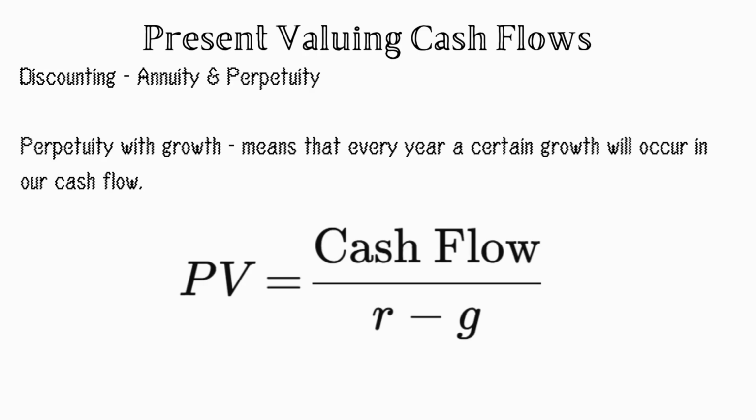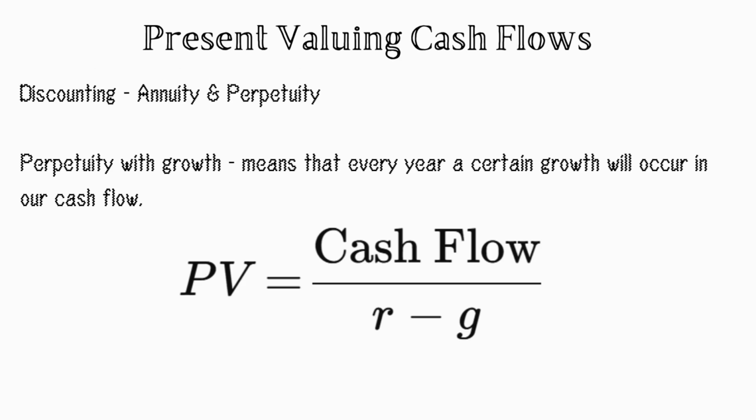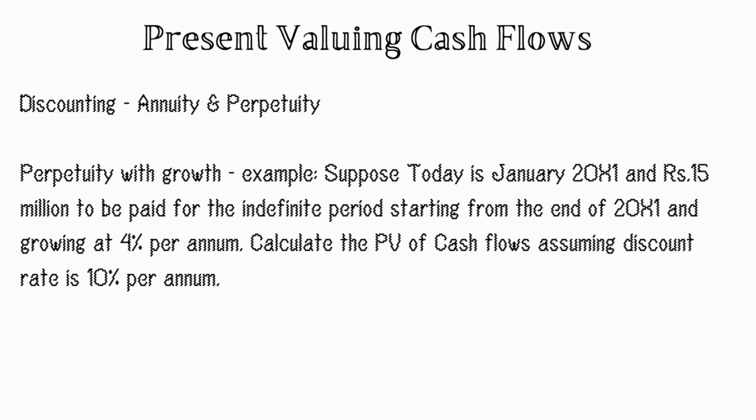Perpetuity with growth. Now we see another type within perpetuity, that is perpetuity with growth. What does perpetuity with growth mean? It means that every year a certain growth will occur in our cash flow. So we will now adjust the formula for growth. It is cash flow over R minus G, where the R is the discount rate and G is the growth in percentage. Now look at the example.